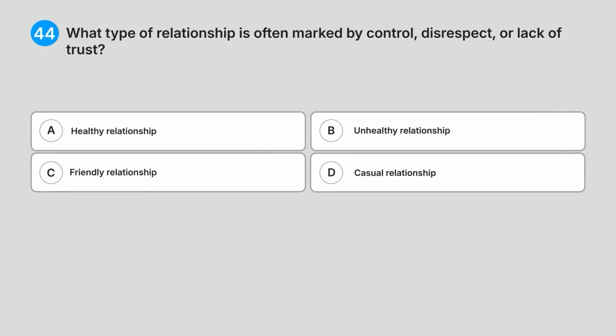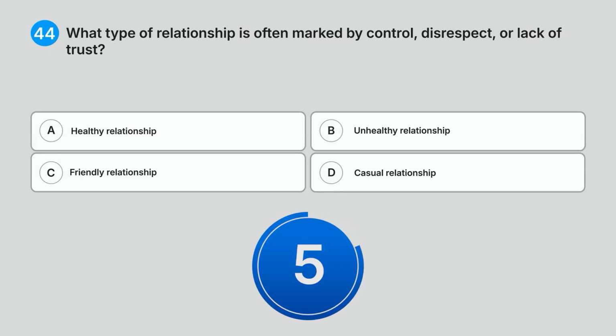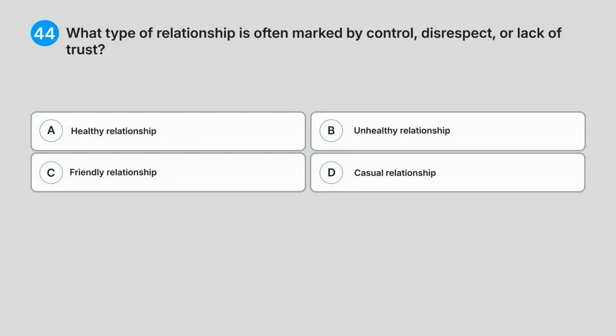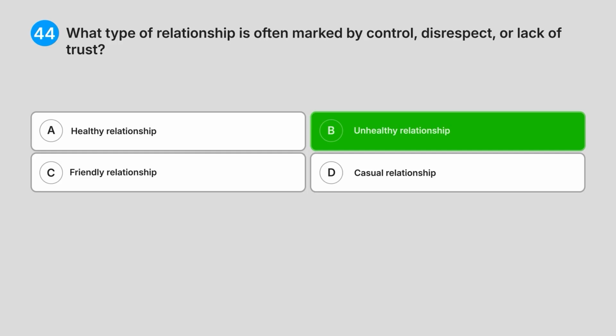44. What type of relationship is often marked by control, disrespect, or lack of trust? A. Healthy relationship. B. Unhealthy relationship. C. Friendly relationship. D. Casual relationship. Can you guess the answer? Correct answer, B. Unhealthy relationship.